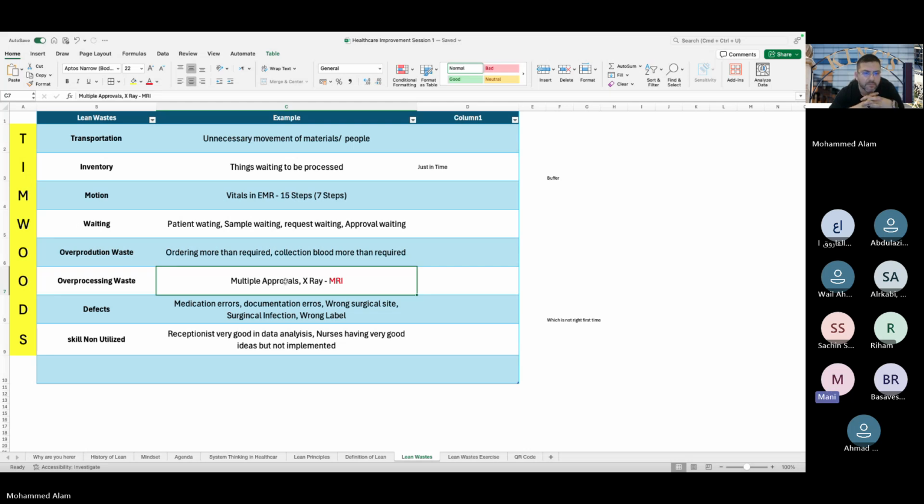So if we have resources, is that over-processing waste? It comes down to the skill of the doctor to order that MRI straight away after the X-ray, or if the diagnosis is not found after the X-ray, they could have ordered it straight away.